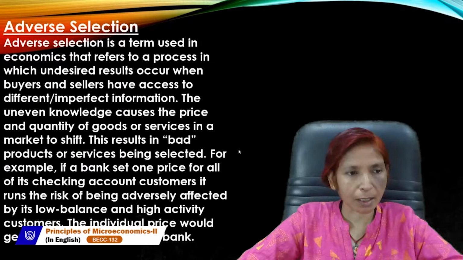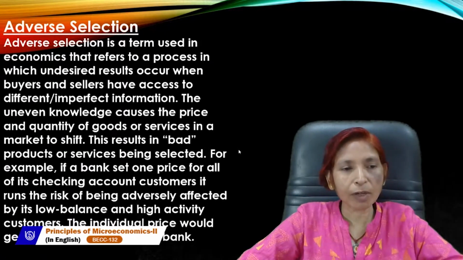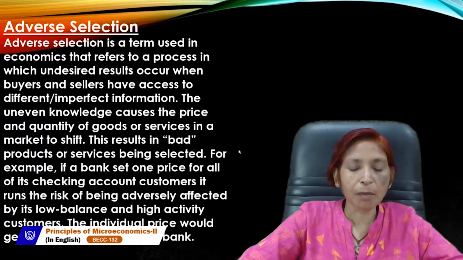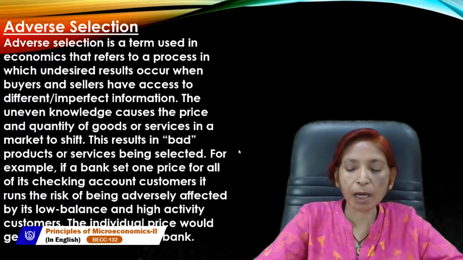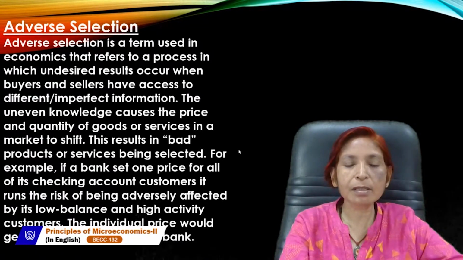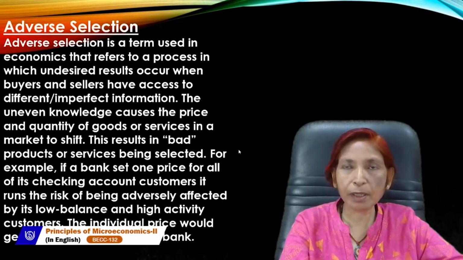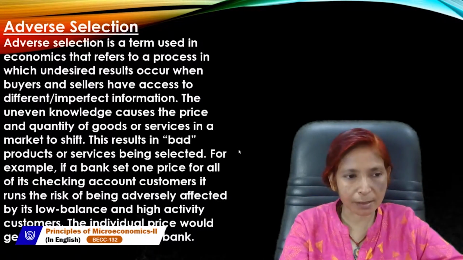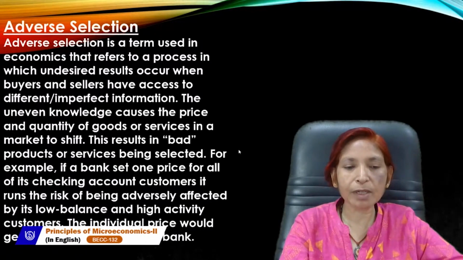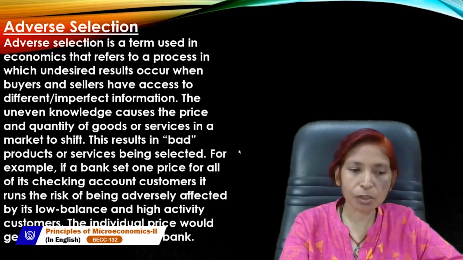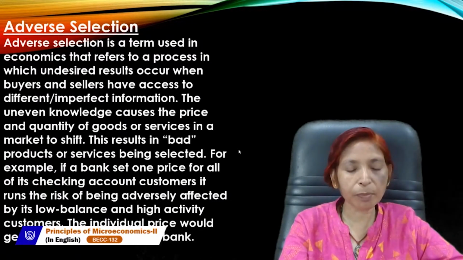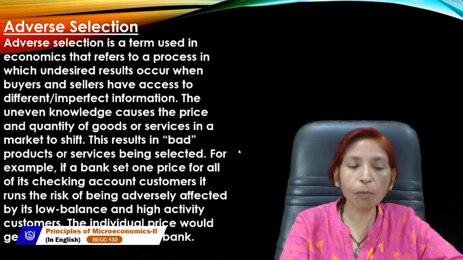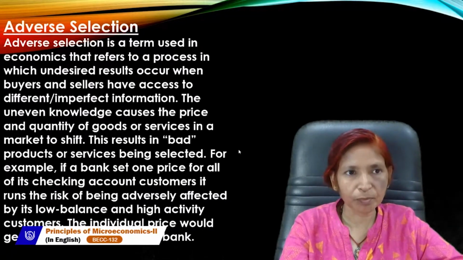The incomplete knowledge or uneven knowledge causes the price and quantity of goods or services in a market to shift. This results in bad products or services being selected. For example, if a bank set one price for all of its checking account customers, it runs the risk of being adversely affected by its low balance and high activity customers.